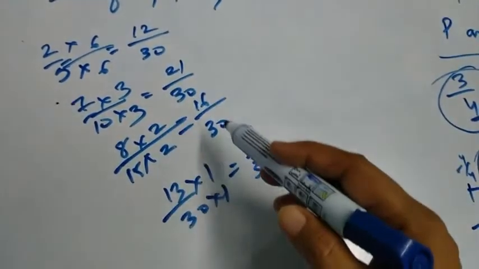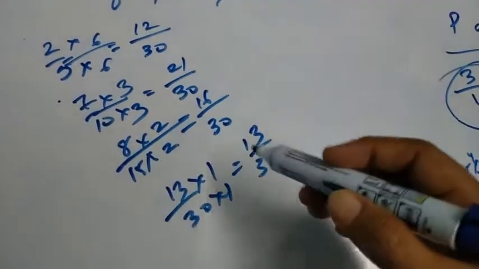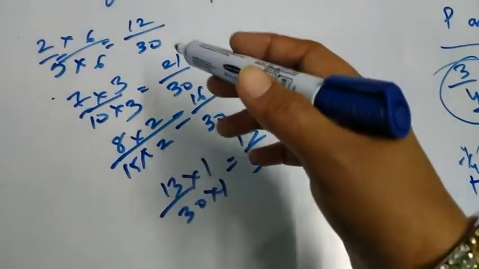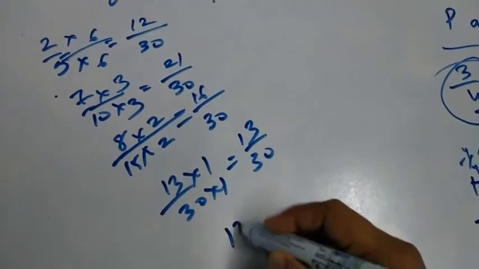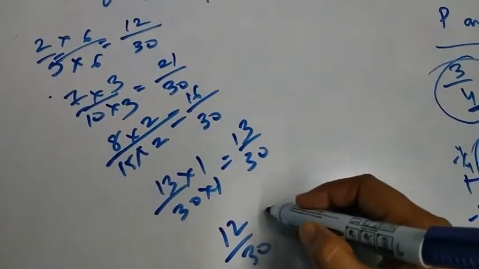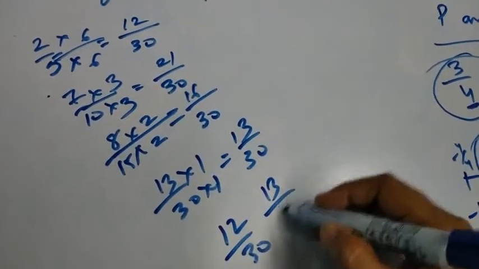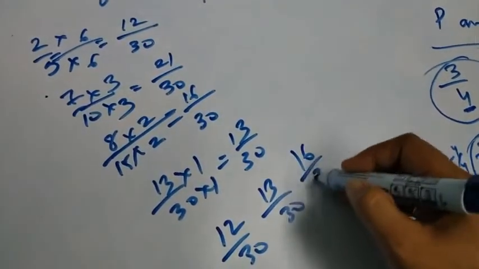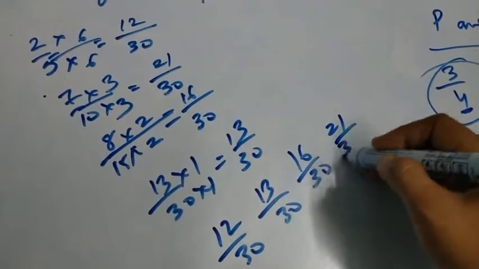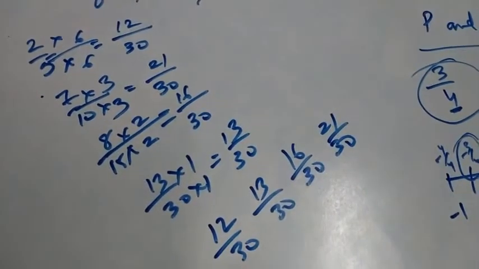Now we can arrange them in ascending order. The lowest one is 12, then 13, then 16 and then 21. So 12/30, then 13/30, then 16/30 and last is 21/30. In this way we can arrange them in ascending order.